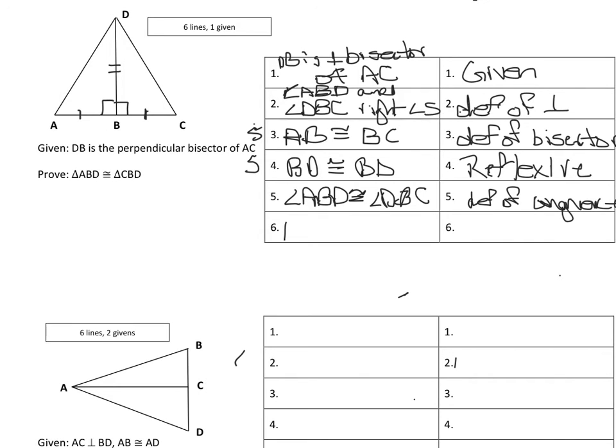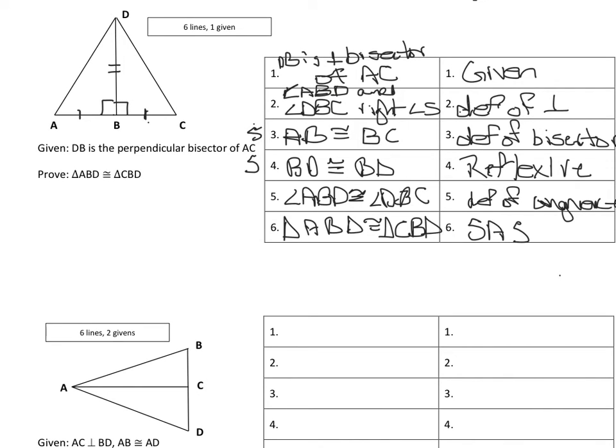So now I can write triangle ABD is congruent to triangle CBD. And if I look up here, it's side angle side. So that's my postulate, side angle side. Okay, so that's 2 down, 1 to go.